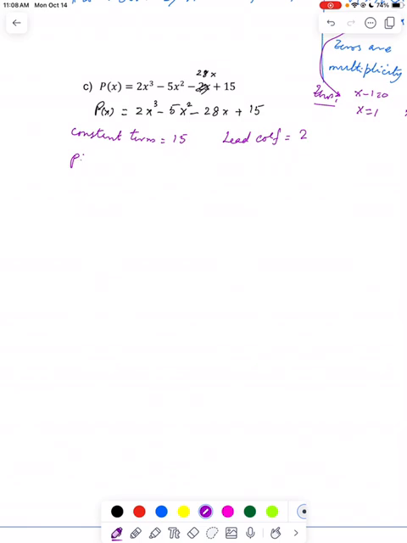What is little p? It is all the divisors of the constant term, which is 15. So what are the divisors of 15? 1, 3, 5, and 15. But remember, when we put them here, we are also taking the negative divisors in consideration. Plus minus 1, plus minus 2, plus no, 2 is not a divisor, right? Plus minus 3, plus minus 5, and then plus minus 15.